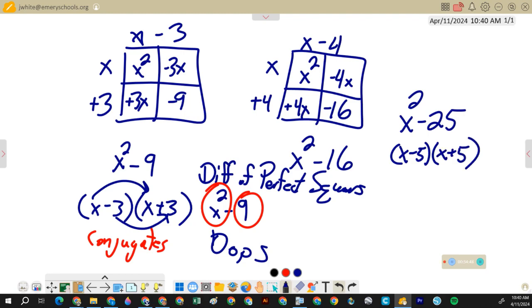Right? Let's make it a little harder. What if I had 36x squared minus 1? Does it have a subtraction? Yes. Is the first number a perfect square? Is 36x squared a perfect square? Yes. Of what? 6x. Is 1 a perfect square? Yes. Of 1. So this ends up being 6x minus 1 and 6x plus 1.